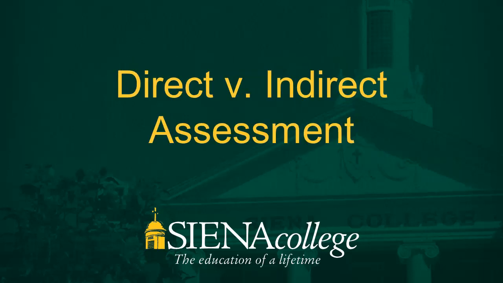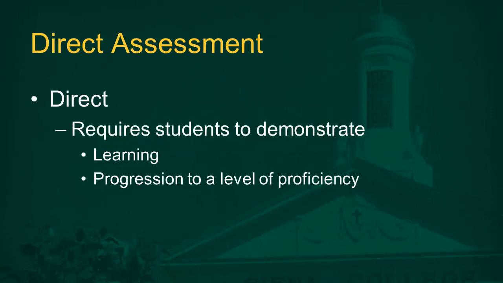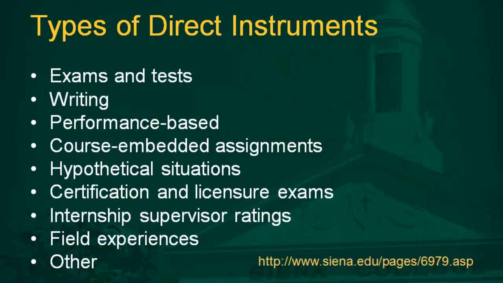In this video, I will be talking about direct and indirect assessments and providing examples and uses for both. Direct measures of assessment require students to demonstrate what they have learned or demonstrate progression to a level of proficiency determined by the faculty. Almost all courses require students to take locally developed or commercially available tests and/or final exams. Both are direct assessments. Student writing, capstone projects, hypothetical situations, and internship supervisor assessments are also examples of direct assessments. All are briefly described in the next couple of slides.